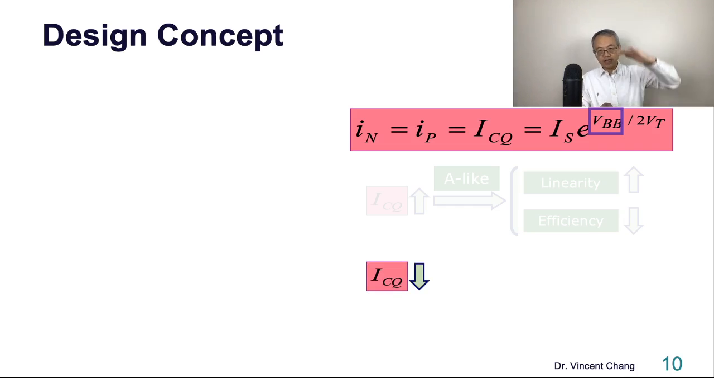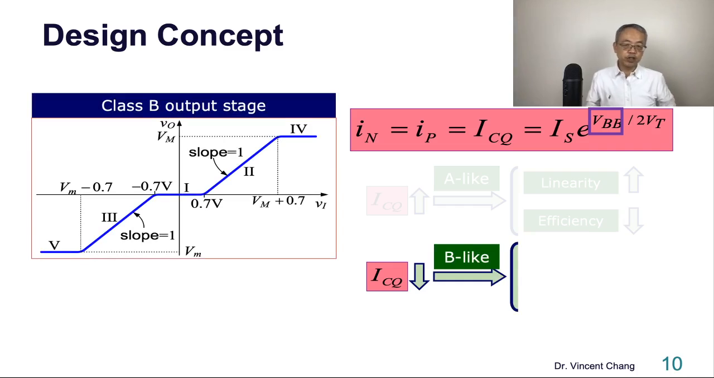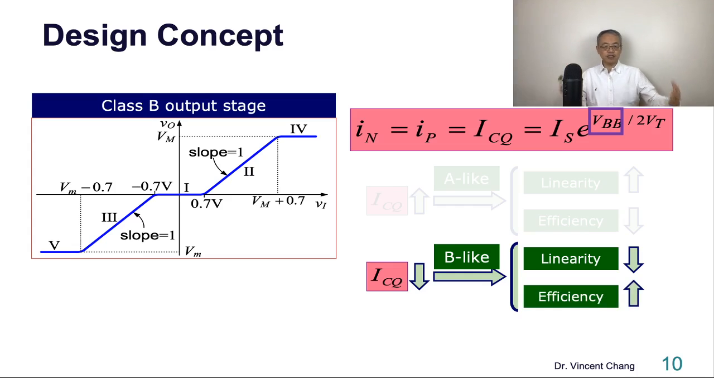ICQ is lower. So imagine just the AB waveform and the B waveform. When ICQ is lower, that means the circuit becomes more like class B. If you like class B, what price do you have to pay? Distortion, so poor linearity. But what gain can you get? Higher efficiency. So class AB output stage is the trade-off between linearity and efficiency. That's the concept you have to grasp.